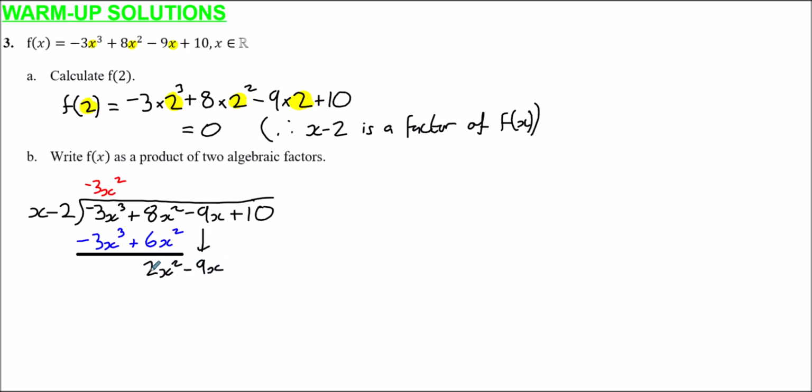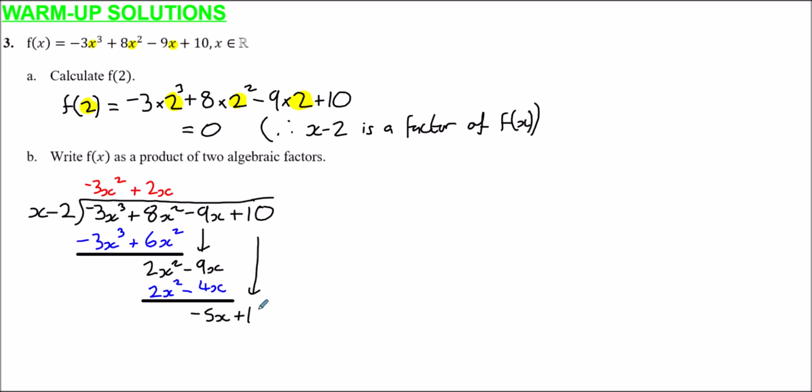Now we go again. Now we do 2x squared divided by x, which gives us just positive 2x. Then multiply 2x by the x minus 2. 2x multiplied by x is 2x squared, and 2x multiplied by minus 2 gives minus 4x. Next step is to subtract. The 2x squared take away 2x squared cancels. Minus 9x take away minus 4x is minus 9x plus 4x, which takes us to minus 5x. Then, of course, we need to remember to bring down that positive 10.